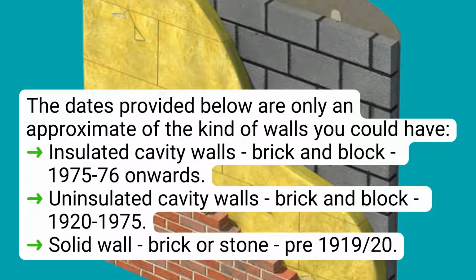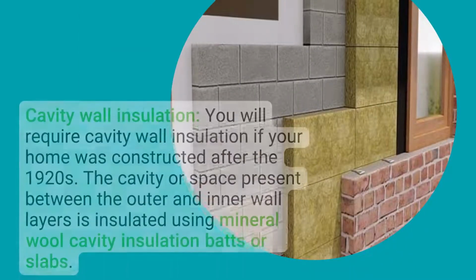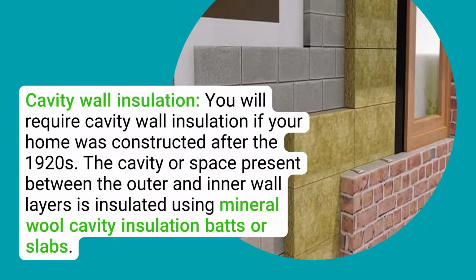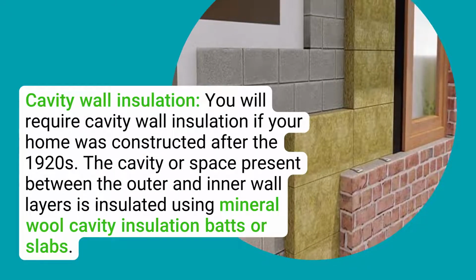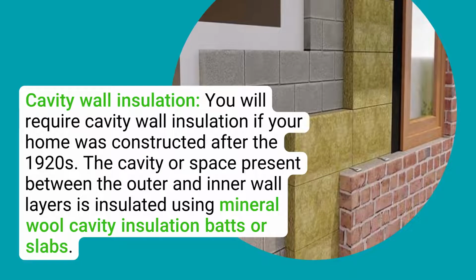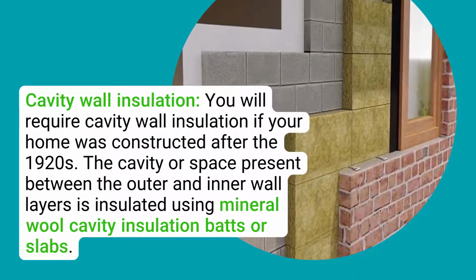Insulated cavity walls, brick and block, 1975 to 76 onwards. Uninsulated cavity walls, brick and block, 1920 to 1975. Solid wall, brick or stone, pre-1920. Cavity wall insulation. You will require cavity wall insulation if your home was constructed after the 1920s.